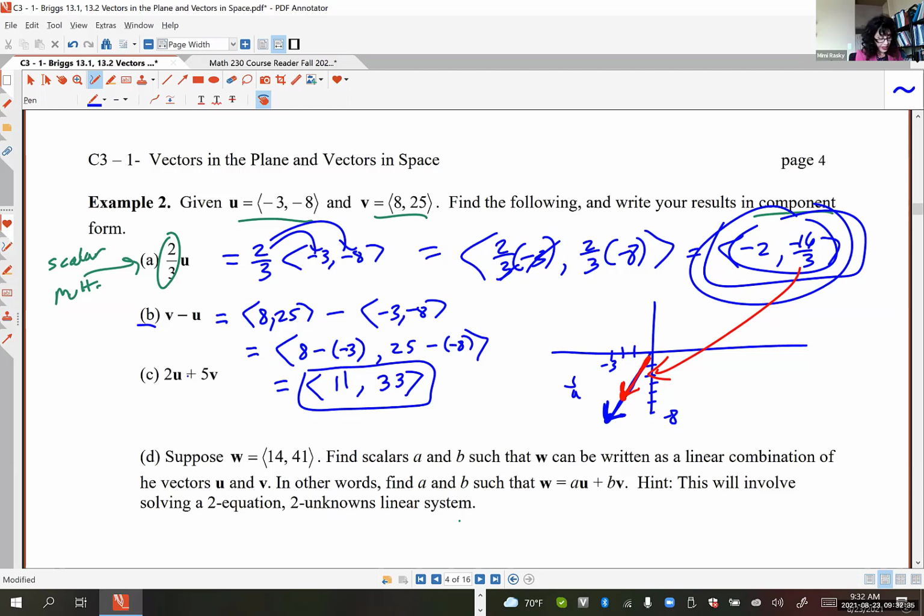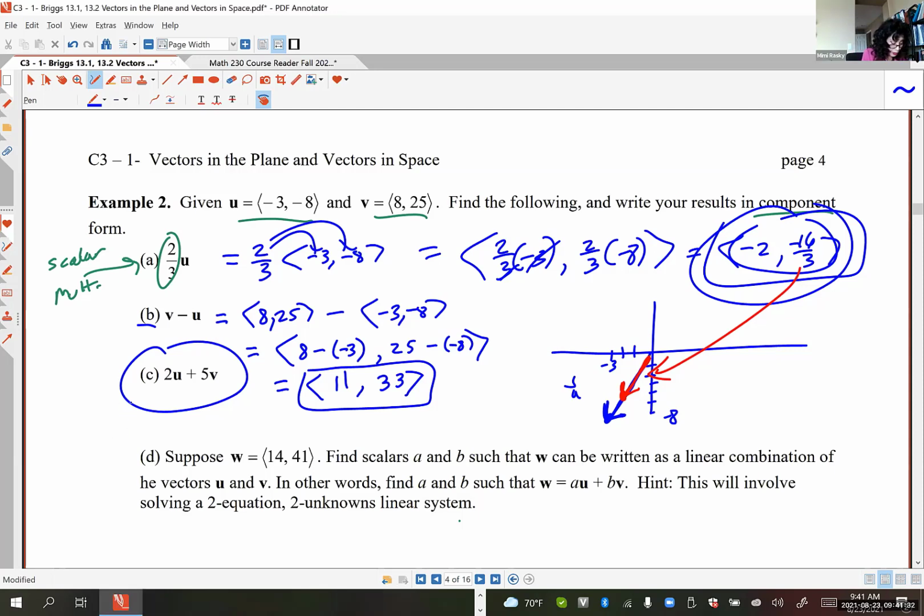And now letter C involves scalar multiplication as well as vector addition. And you want to do the scalar multiplication first, followed by the vector addition. So let's just go through this quickly to see if you are on task. Just like in regular algebra, PEMDAS, multiplication always comes before addition. So you definitely want to do the scalar multiplication first.